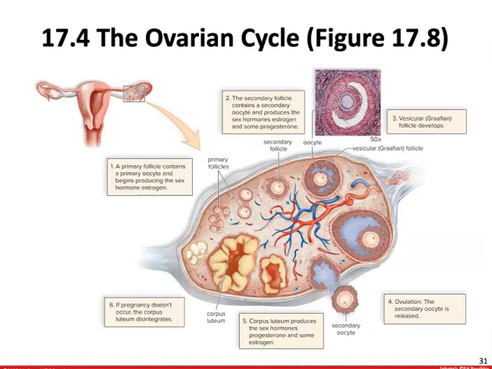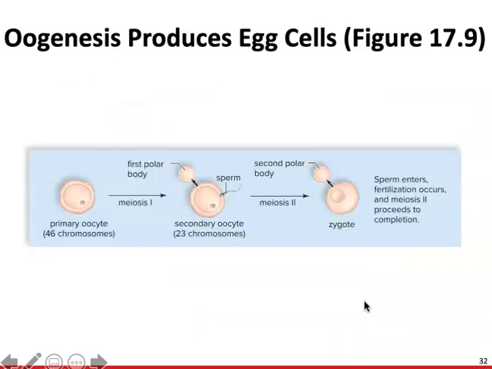So here is a diagram of the ovarian cycle. We start off with a primary follicle followed by a secondary follicle. That secondary follicle is going to eventually mature and develop into that vesicular follicle, which will eventually burst. When it bursts, it's going to release a secondary oocyte, which can then undergo the process of fertilization. Here we have our primary oocyte, which will undergo meiosis I to form a secondary oocyte. If that secondary oocyte is fertilized, it will finish out the process of meiosis II to form a zygote.